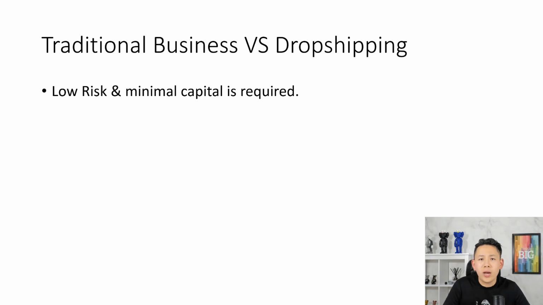To quickly summarize, it is very low risk and minimal capital is required. As you've seen just now, you do not need to buy any stock upfront. Let's say in an Amazon business, you have to do very thorough product research, white label a product, and spend thousands of dollars on stock upfront. However, with the dropshipping business model, you do not need to do that. You only purchase the item when a customer has already purchased, meaning the money from the customer has already got into your PayPal or your bank account. This way you do not have that much risk compared to other traditional businesses.